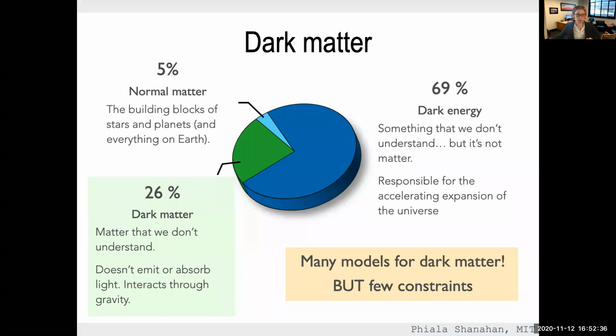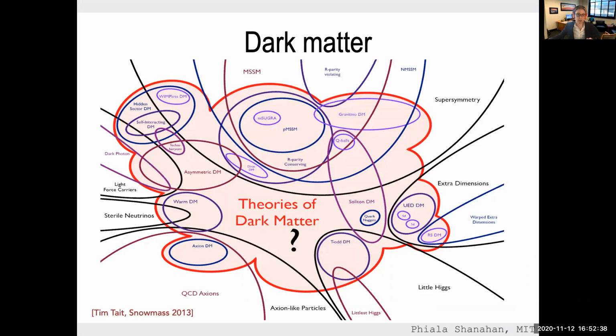And I like to show this nice figure from Tim Tait, sort of trying to map the various different theories and models for dark matter, from axions to sterile neutrinos, extra dimensions, supersymmetry, little Higgs, and it goes on, right? And what we need to really understand dark matter better is constraints in this space.